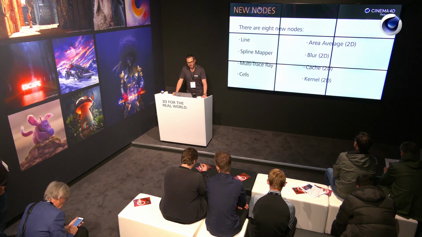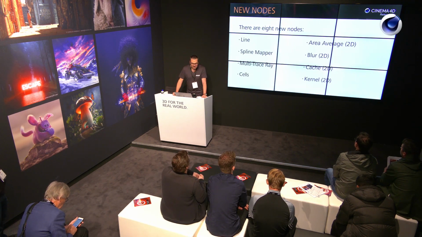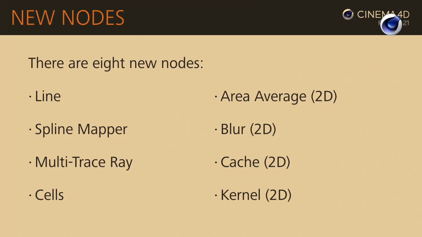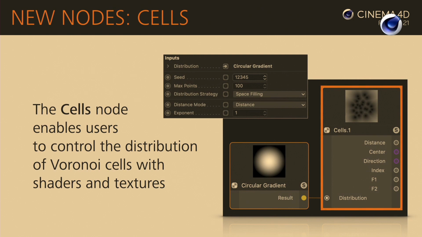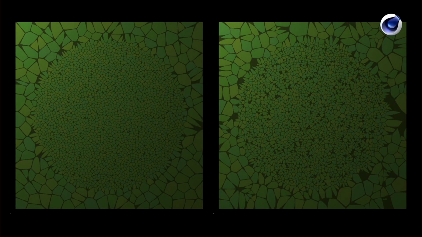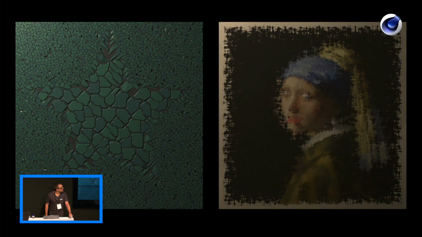So, node improvements. There are 8 new nodes. Line, spline mapper, multi-trace ray, cells, area average, blur, cache, and kernel. So, for example, the cells node. With that, you can take a black and white picture and distribute cells, Voronoi cells, so it looks like this. Or this. Or this example.